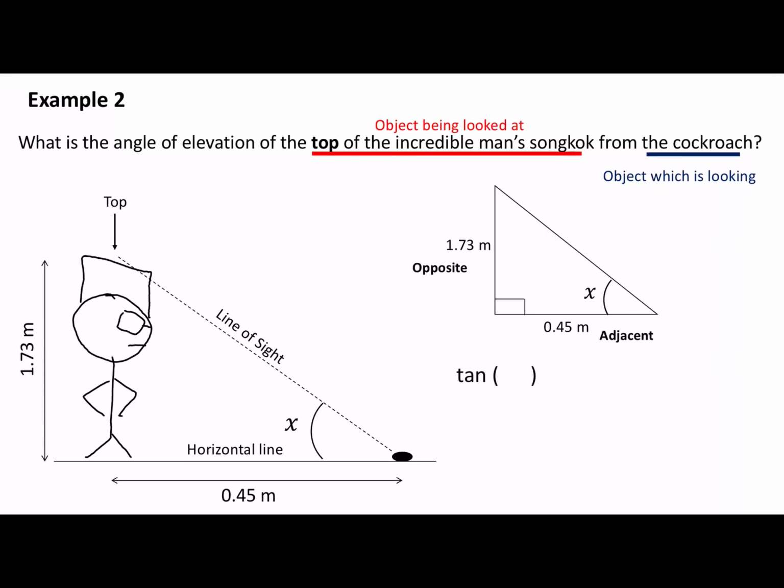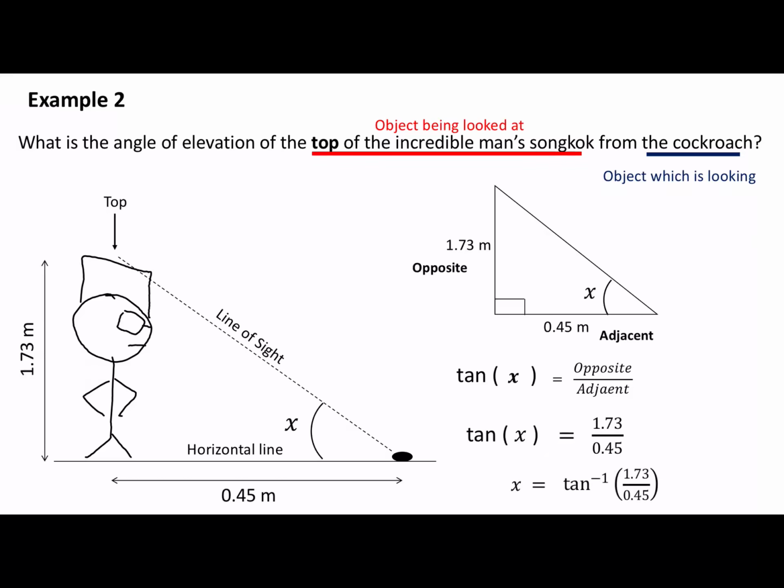Toa, tangent. And what do we put inside tangent? The angle. In this case, our angle is x, equals opposite over adjacent, simply 1.73 over 0.45. Okay, now, how do we remove the tangent from the x? We use tangent inverse, or what some of you name it, tangent power minus 1.